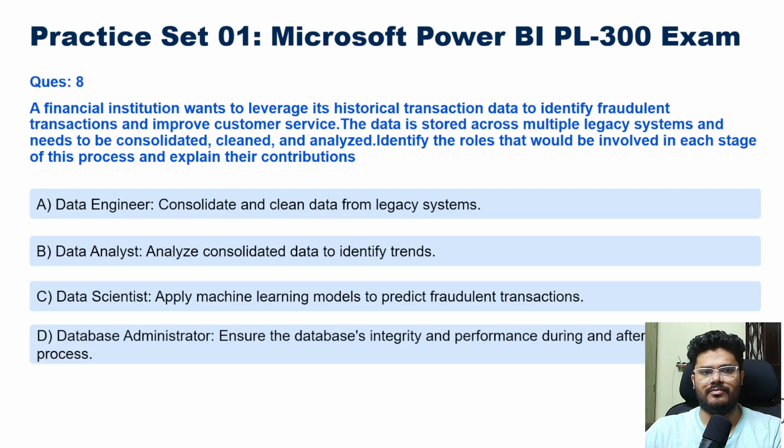So yeah, this is question number 8 in the practice set. A financial institution wants to leverage its historical transaction data to identify fraudulent transactions and improve customer service. The data is stored across multiple legacy systems and needs to be consolidated, cleaned, and analyzed. Identify the roles that would be involved in each stage of this process and explain their contributions.